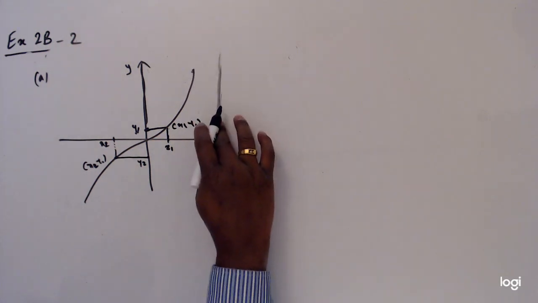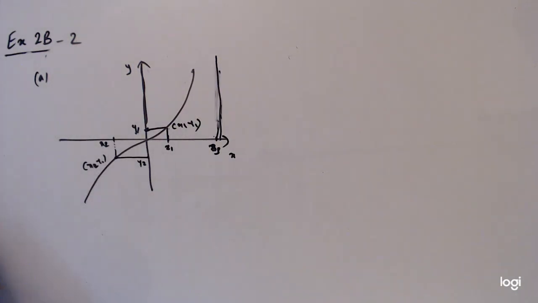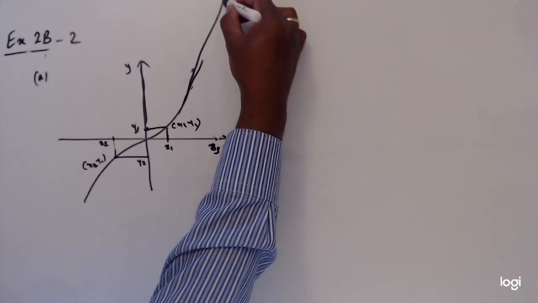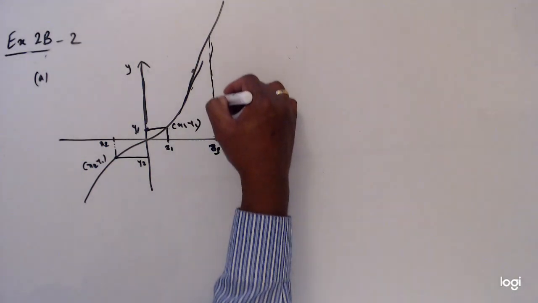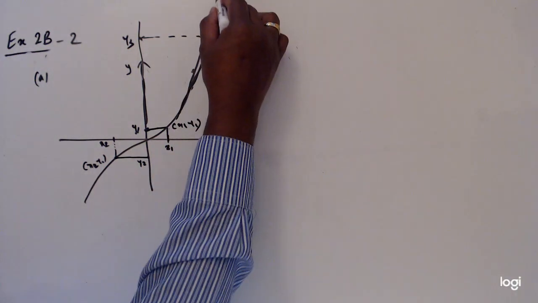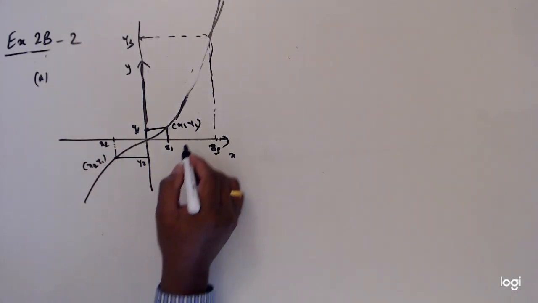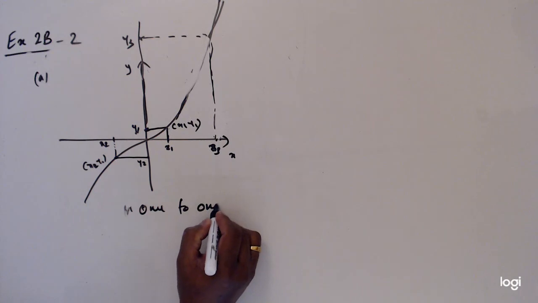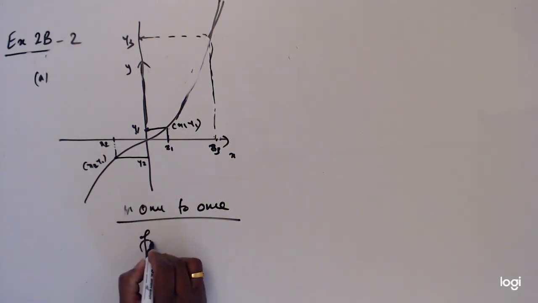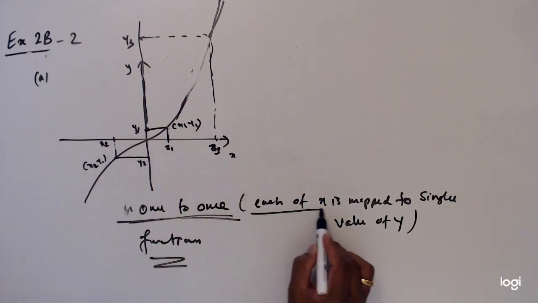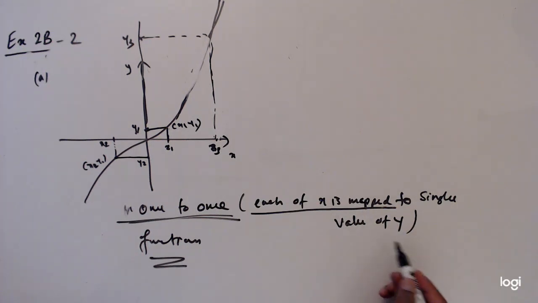There is no y3 for this one. Why is there no y3? Because we didn't extend the graph. When the graph is extended, you may get x3 and y3 somewhere here. So by observation, for one x value, you get one y value. So this is going to be 1-to-1. If it is 1-to-1, then it is a function. You have to write 1-to-1, each x is mapped to a single value of y. You have to write the reason. So hence this is a function.